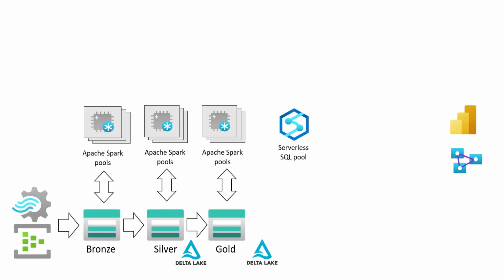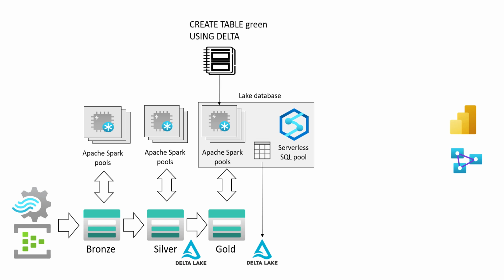Let us imagine that this is a classic data lake solution where you are ingesting some data into data lake in bronze layer, then moving data into silver layer, then moving data into gold layer. And you have Apache Spark pools that are doing this transformation and serverless SQL pool that is used to show this data in the reporting or analytical tools. You can easily create a lake database that will be available both in Apache Spark pools and serverless SQL pool. Then you can use notebooks to run some statements like create table green using Delta that will create a table on top of some Delta Lake structure. This table will be available both in Apache Spark and serverless SQL pool. So you can use serverless SQL pool to expose your table to Power BI, analysis service, or any other tool that can connect to your serverless SQL pool.